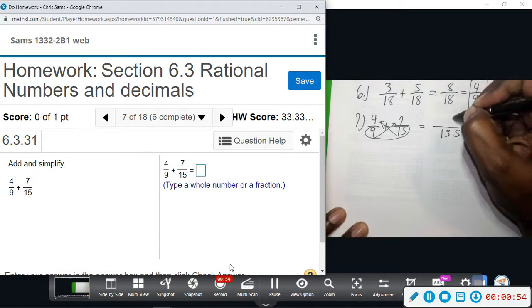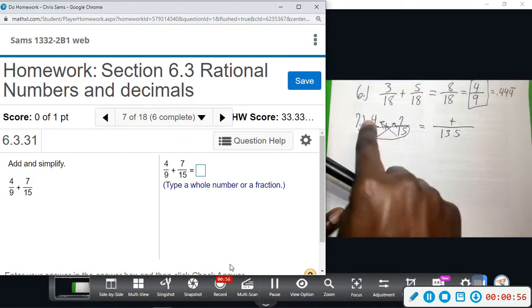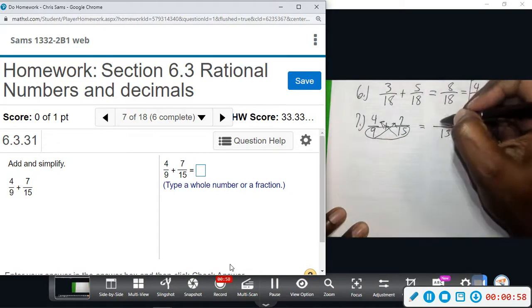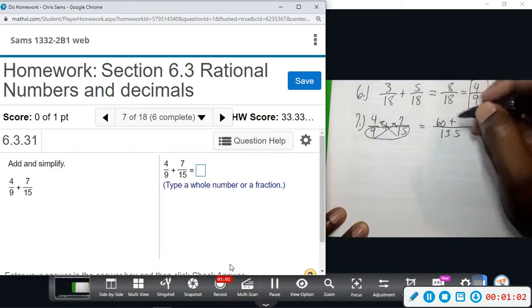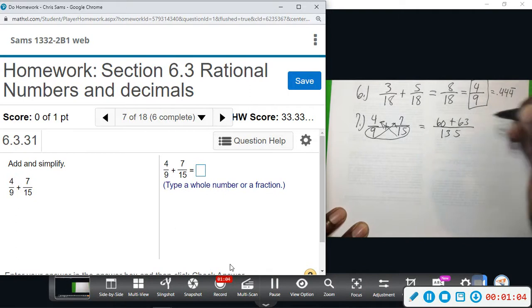So we have to add them in between. If we do 15 times 4, that gives us 60. And then 9 times 7, that gives us 63. Alright, and then when we add, this gives us 123 over 135.